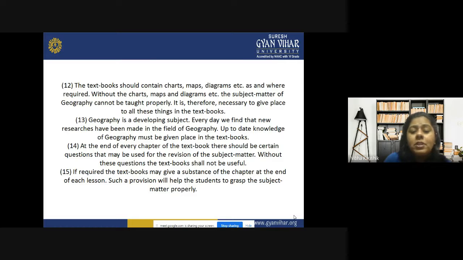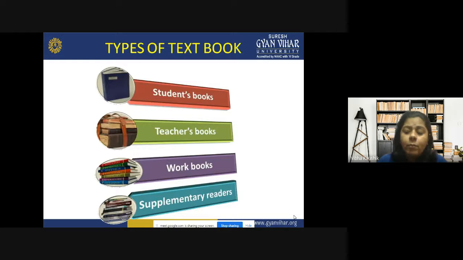Without these questions, the textbook shall not be useful. Means a textbook will be called useful only when there are some questions related to the subject matter. If required, the textbook may give a substance of the chapter at the end of each lesson. Such provision will help the student to grasp the subject matter properly. Now, types of textbook: students' books, teacher's book, workbook, and supplementary readers.